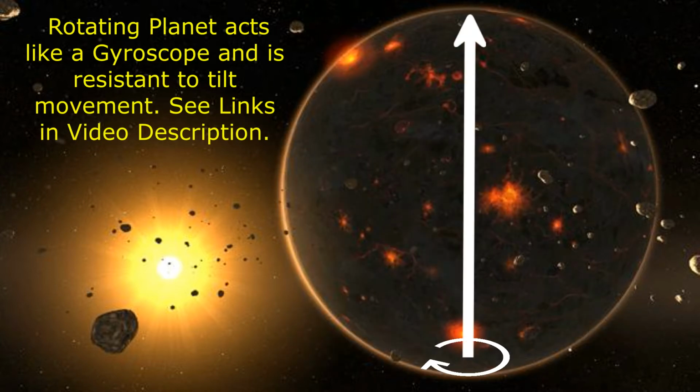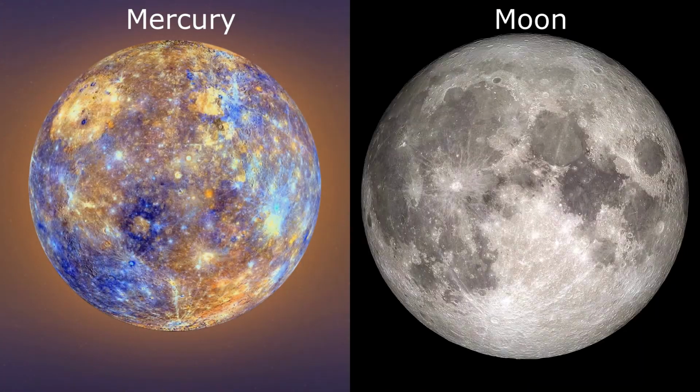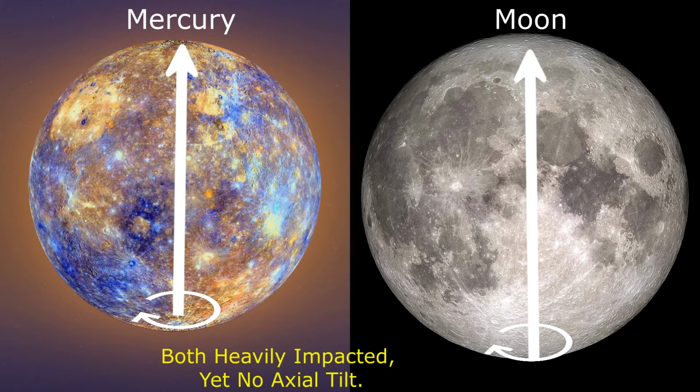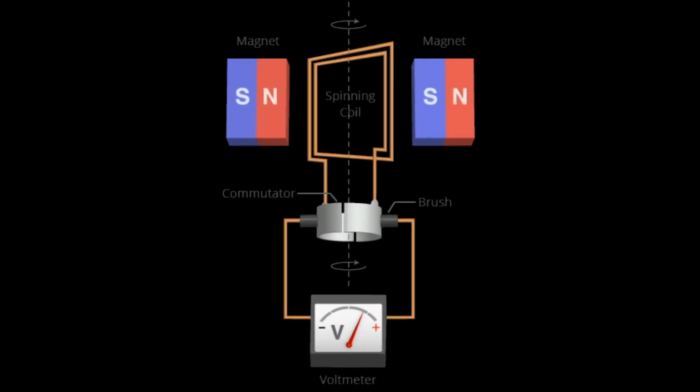But if we look at other planets like the Moon and like Mercury, we can see they're both heavily impacted, and yet they have no axial tilt because they're both spinning like gyroscopes. And you can see all the craters, but neither one is tilted to the side. So if you want to use that as an excuse for the other planets, it doesn't even work for the small ones that have massive impact. So we don't think that's how it works.